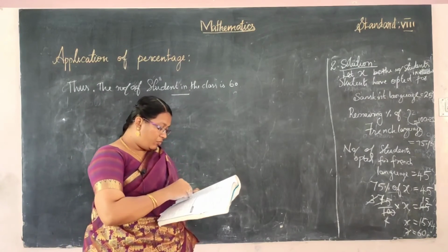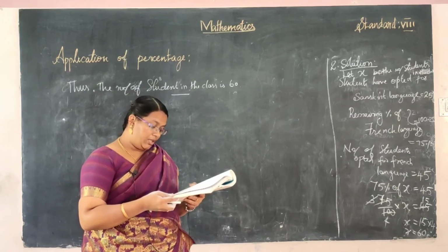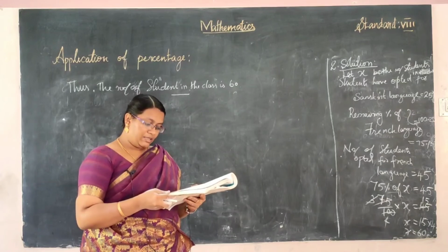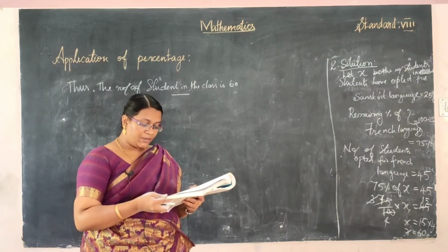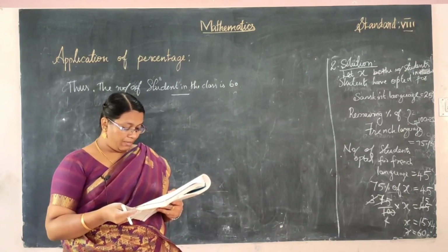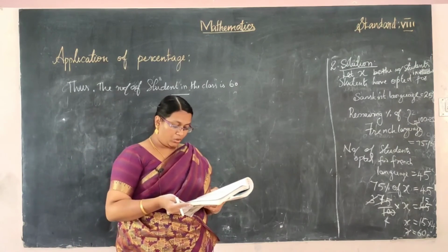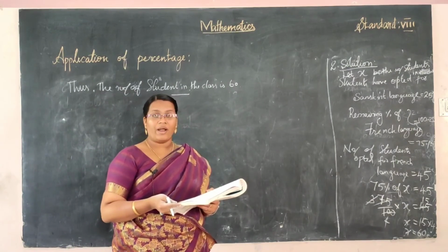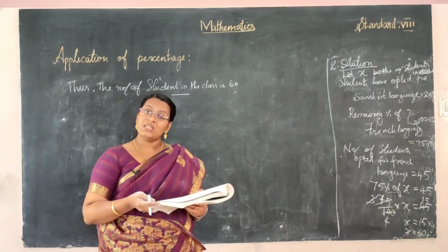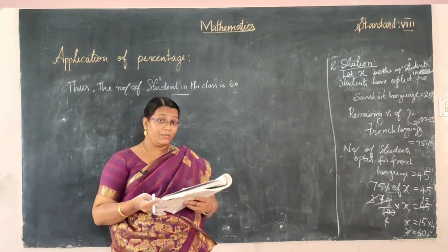Now move to the fourth problem. An oil tanker had 500 liters of oil. In a mishap, 180 liters of oil was spilled. Find the percentage of the remaining oil in the tank. So the total oil in the container is 500 liters, and 180 liters of oil was spilled. We have to find out the percentage.